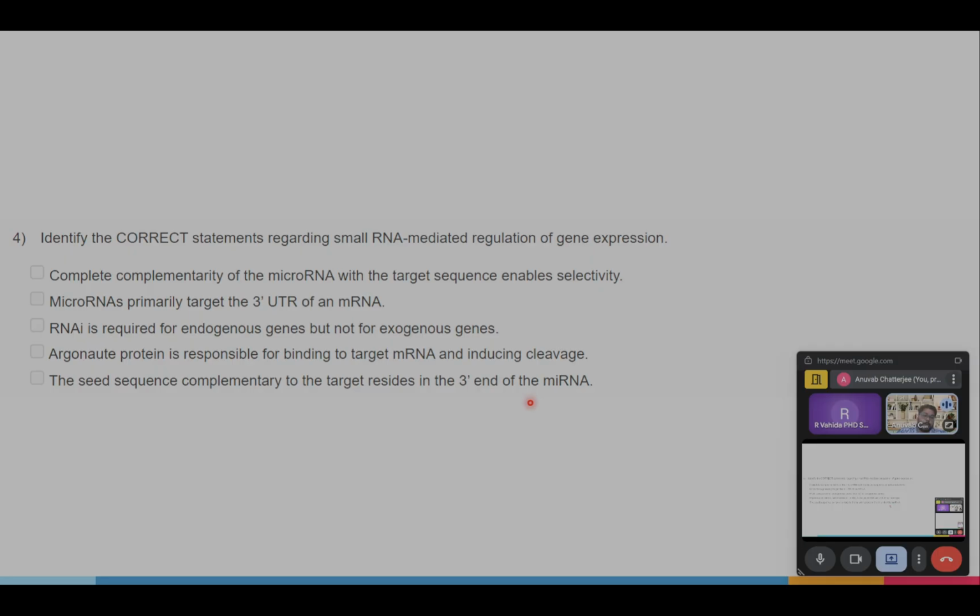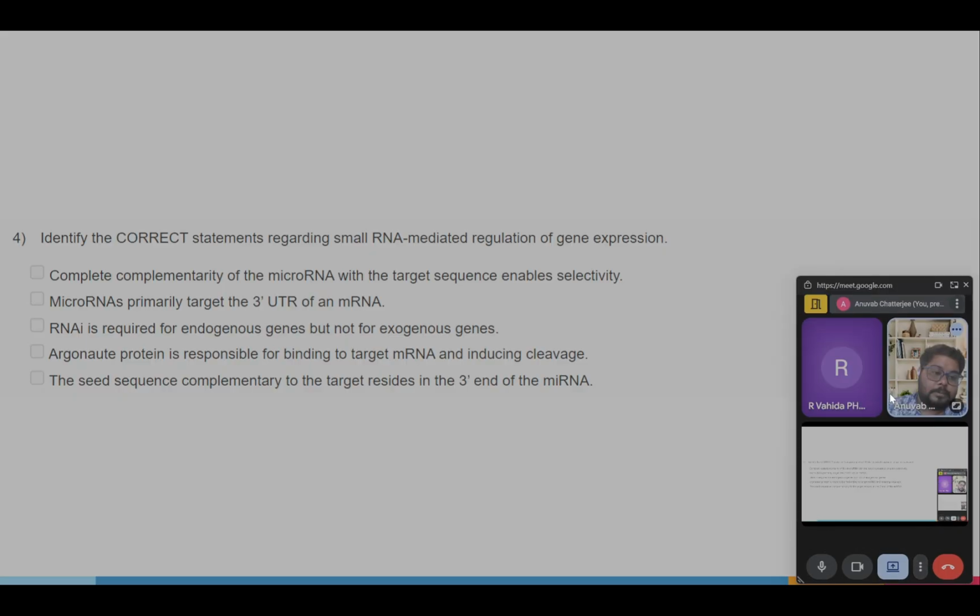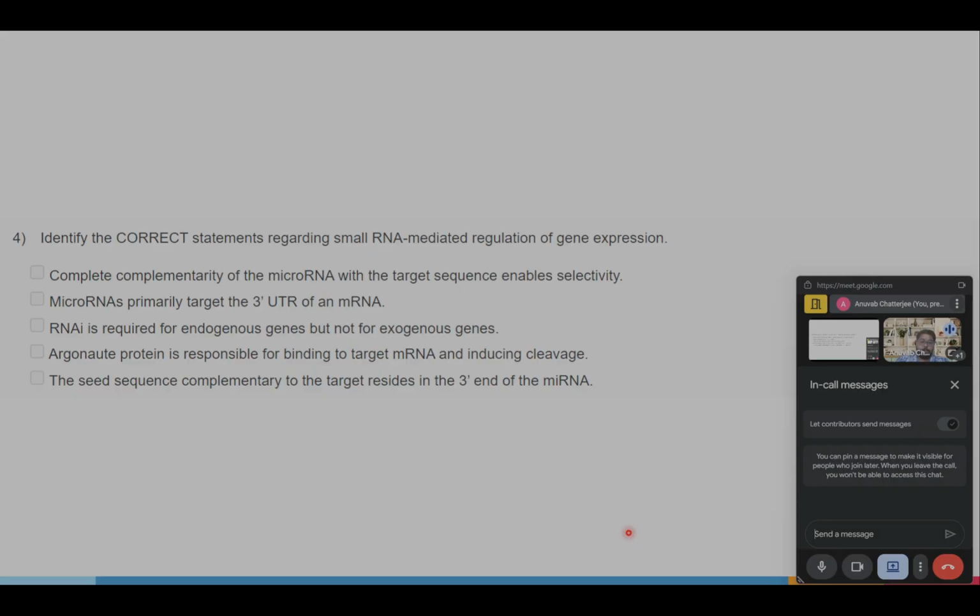So I will let you guys look at this, and then if you want you can try and answer this and put whatever you think is the correct options into the chat. I'll give you a minute to try and solve this.